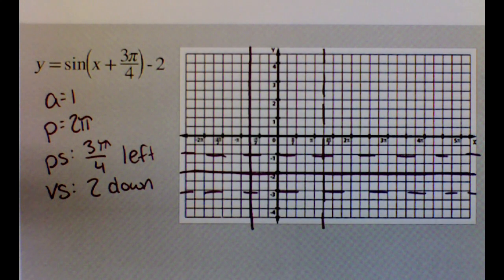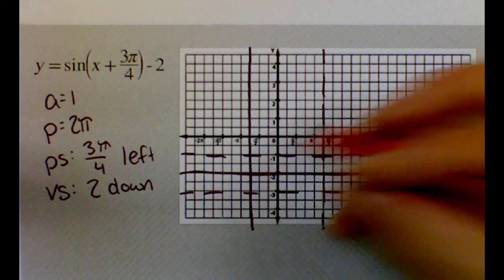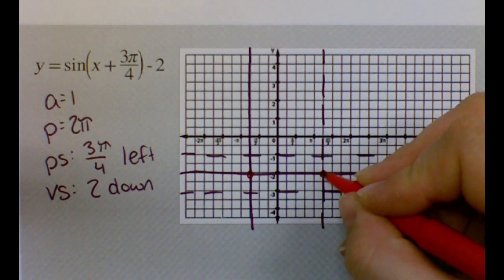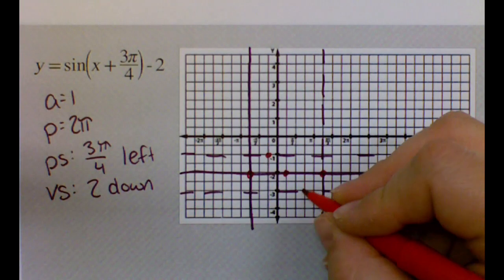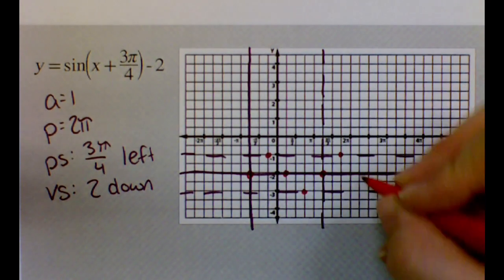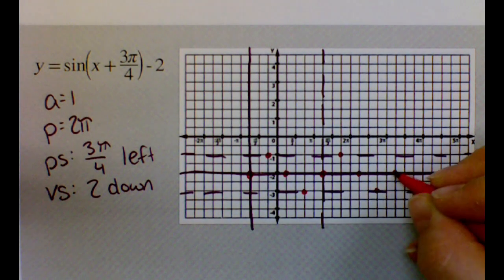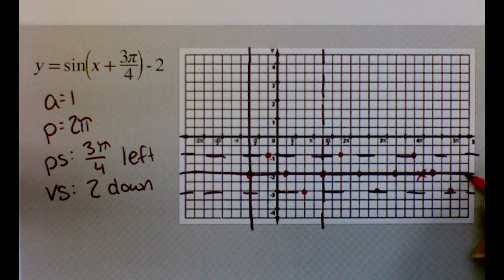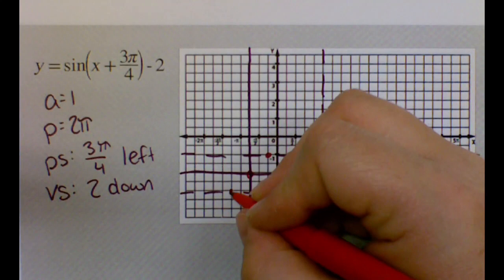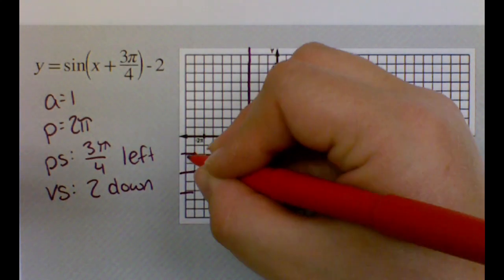So I'll draw in. I got sine, so sine starts at 0, ends at 0, middle at 0, goes up, and then down. Then I follow my pattern. Down, middle, up, middle, middle, down, middle, down, middle, up, and there we go.